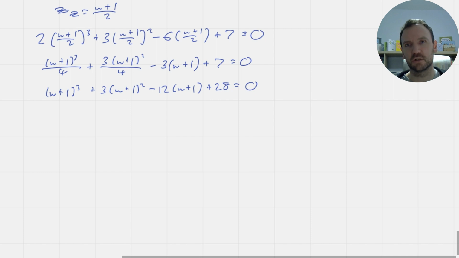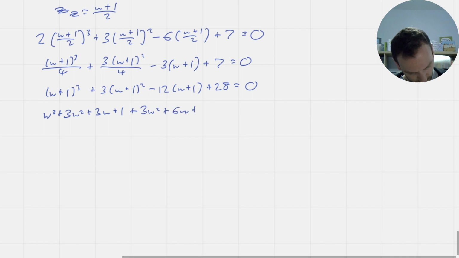You want to use your knowledge of binomial expansions at this point. You don't want to have to be writing w plus 1 times w plus 1 times w plus 1. You could, but it's more likely a mistake is going to creep in there. So when we expand this, we'll get w cubed plus 3 choose 1, or just 3, w squared, and then plus 3w plus 1. This next one, w plus 1 all squared, you should be able to say by now, is w squared plus 2w plus 1. So if you times that by 3, you'll get plus 3w squared plus 6w plus 3. Then being careful here, we go minus 12w minus 12 plus 28 equals 0.